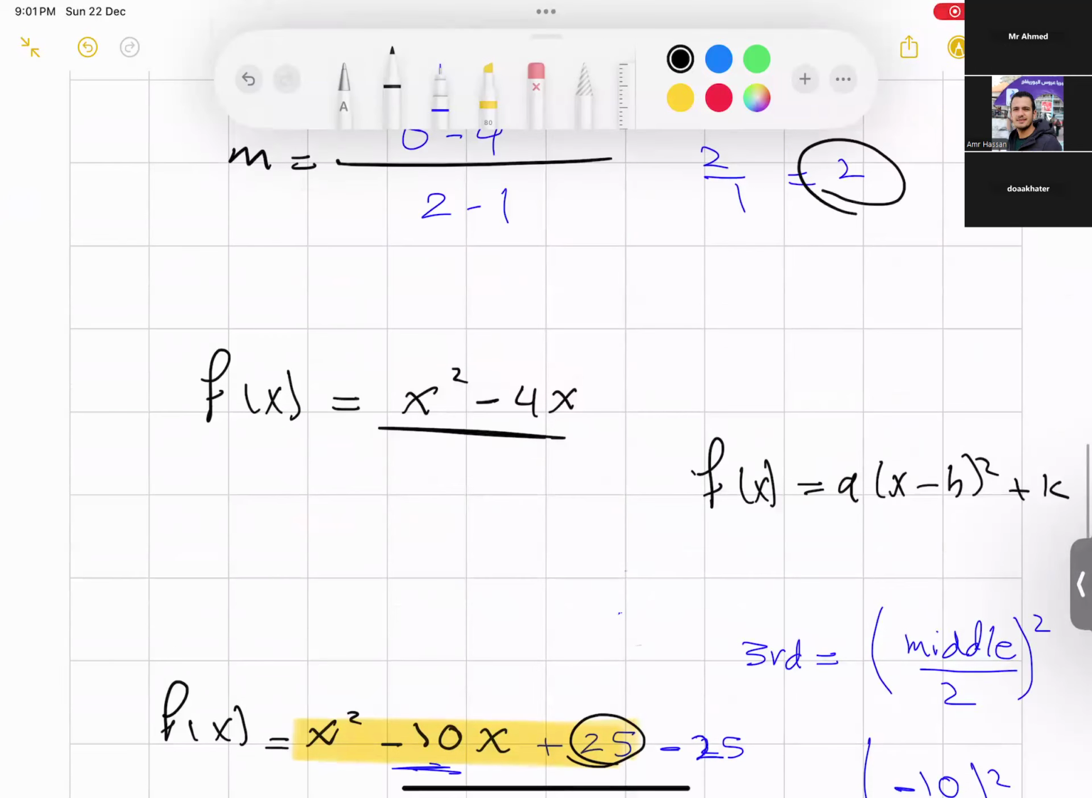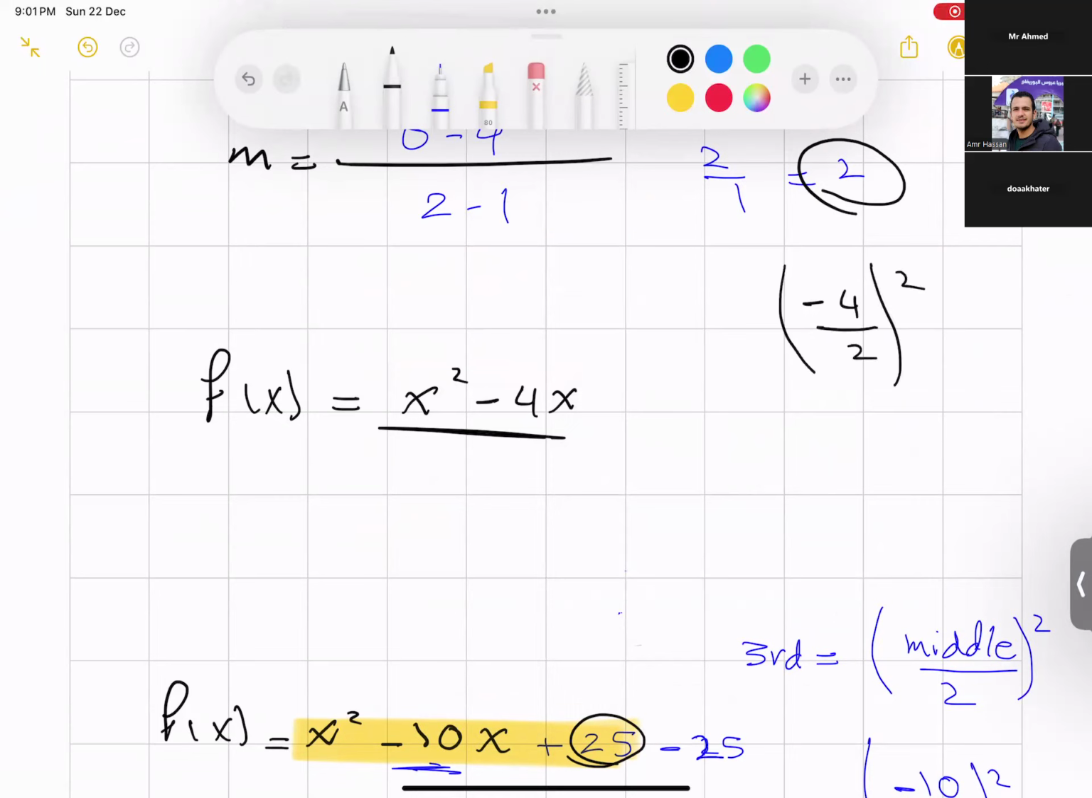Can we do it again? I did the question, yeah. Okay, x squared minus 4x. So how could I get it? I need to get the third one firstly. Yeah. So what is the third one? The middle, divided by 2 bar 2. So negative 4 divided by 2 bar 2. Did you get it? Yeah.